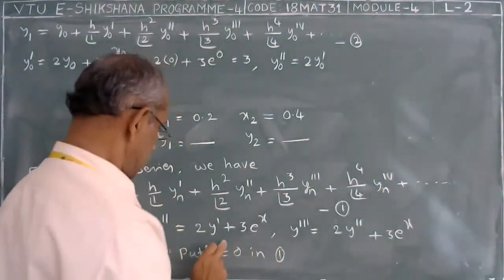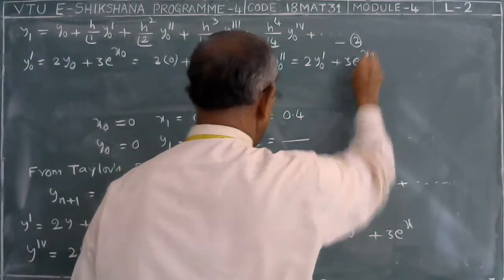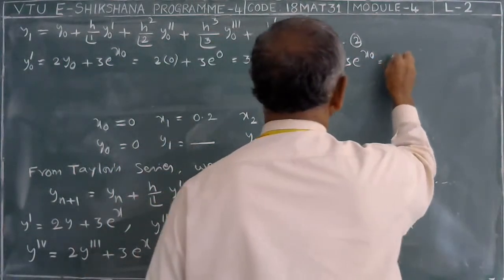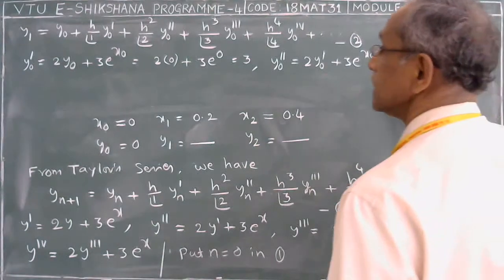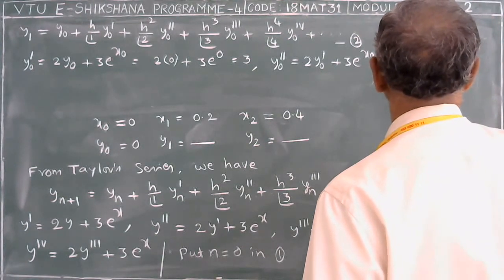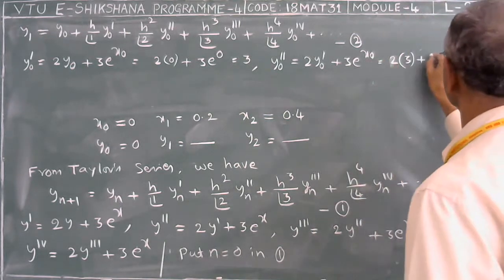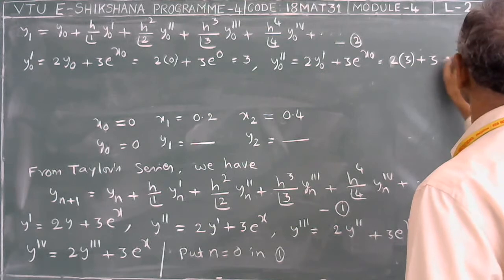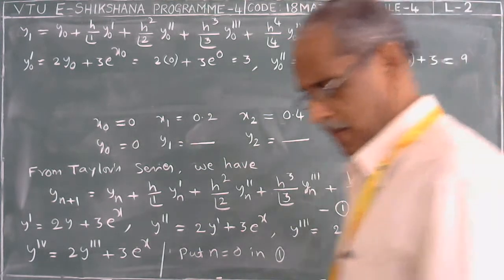2 y naught dash plus 3 e power x naught plus 3 e power x naught. So this is 2 into y naught dash, which is 3, plus 3 into 1. This is 3, so I get 6 plus 3 equal to 9.